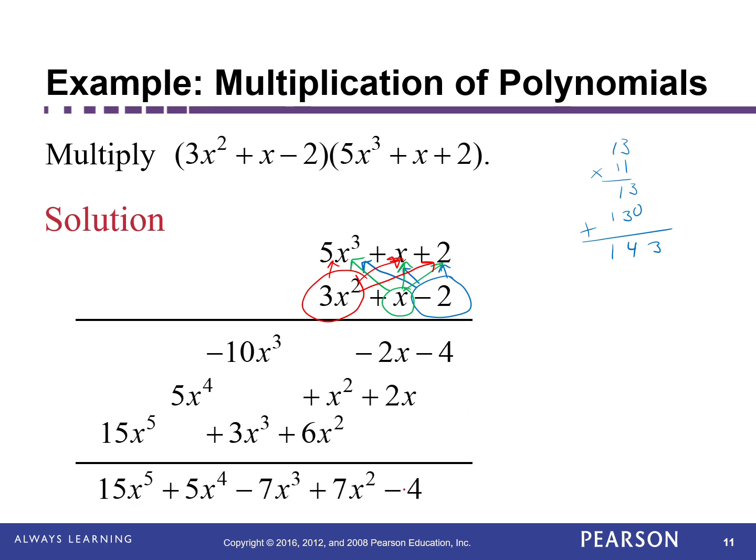So I can bring the negative 4 down because it has nothing else to add to. Negative 2x and 2x cancel each other out. Here I've got 6x squared plus x squared, that's 7x squared. Here I've got 3x to the third minus 10x to the third, that's negative 7x to the third. I've got 5x to the fourth, which has nothing to combine with, so I bring it on down, and 15x to the fifth has nothing else to combine with, so I bring it on down as well. Okay, that is a way to do it. That is the answer.